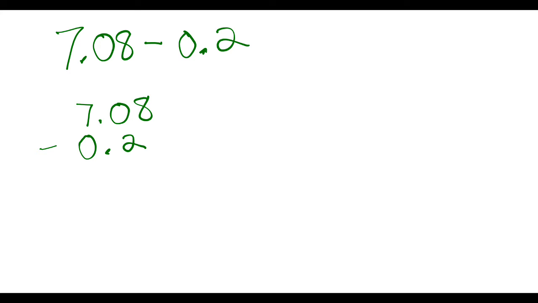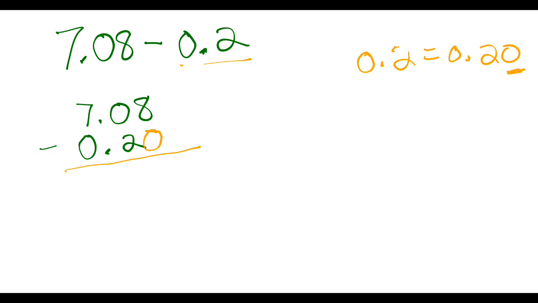7.08 subtract 0.2. So let's line up 7.08, and now we're going to do 0.2. So this looks a little bit odd because we don't have any hundredths in this number. So we know that 0.2 is the same as 0.20, because that 0 is just really a placeholder. So let's add that extra 0 in there, and now we can subtract.